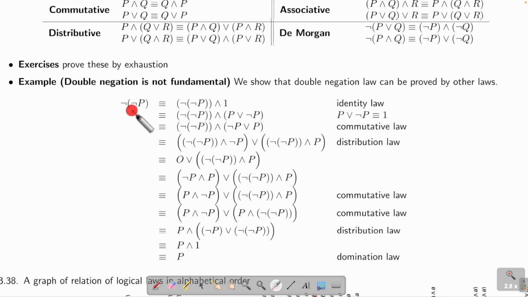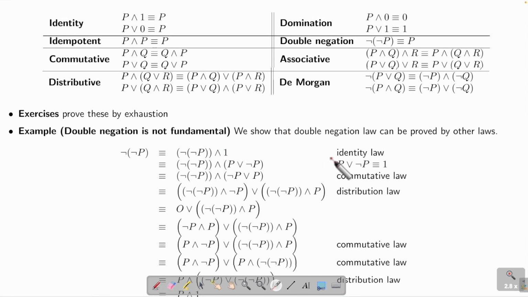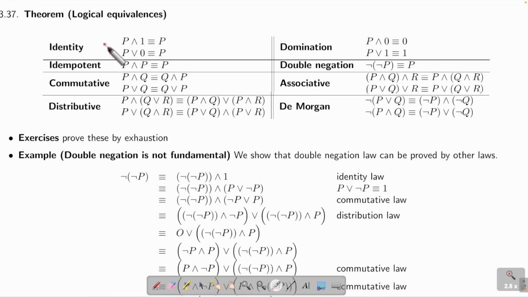So, for example, not not P is a statement. I see this whole thing as X. Then X is the same as X and 1, right? This is called the identity law. I'm just copying from this table. Okay, then what is 1? P or not P is 1. This is not by any law. This is just by the definition of the OR operation. So anything or the negation of anything is 1, right? Because either this is true and this is false, or this is false and this is true. So 1 is the same as P or not P.